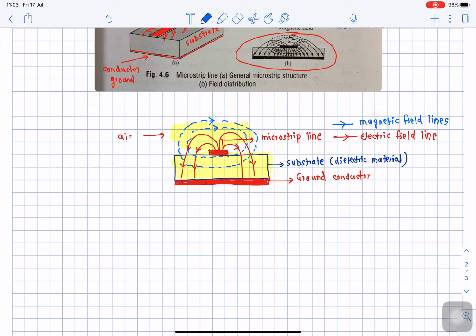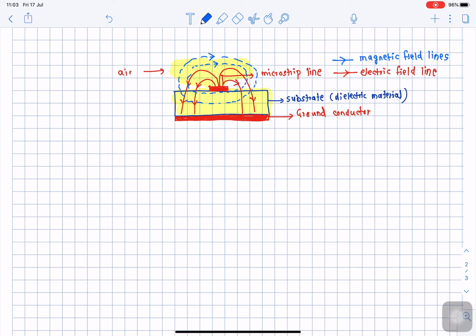So let us go ahead and write the empirical equations to calculate the dimension and the characteristic impedance. Again, please remember the width to height ratio of the transmission line plays a very important role. The width to height ratio is an important parameter to decide the characteristic impedance of the transmission line. So here we will write the empirical equation to calculate first the characteristic impedance of the transmission line.